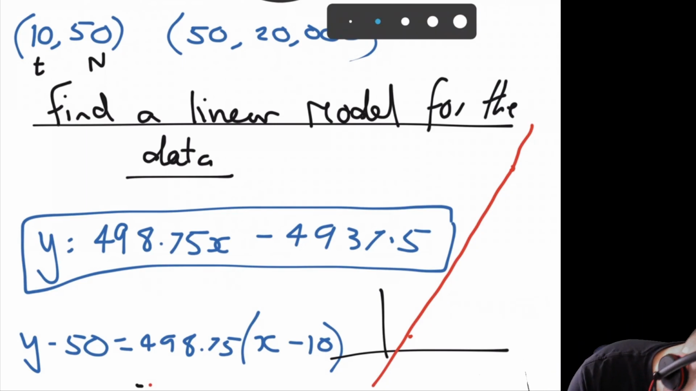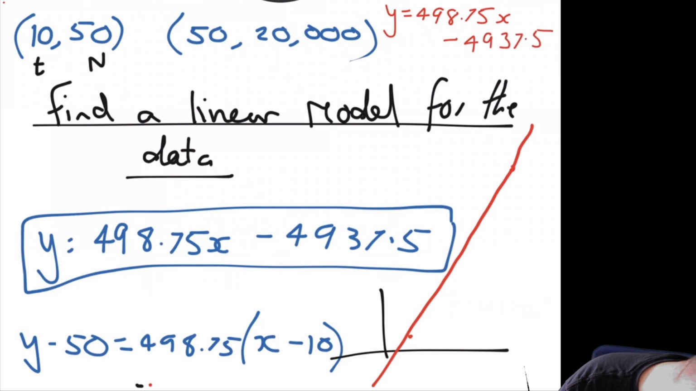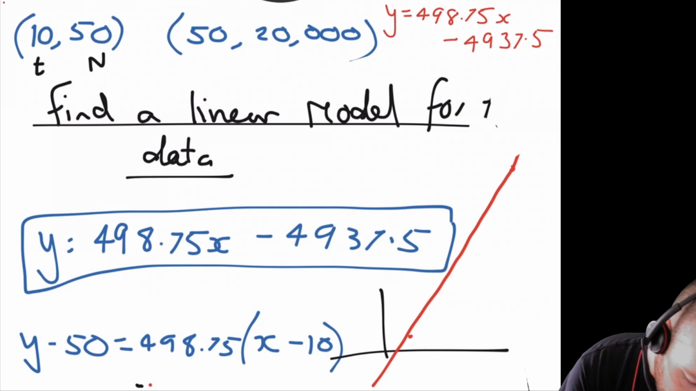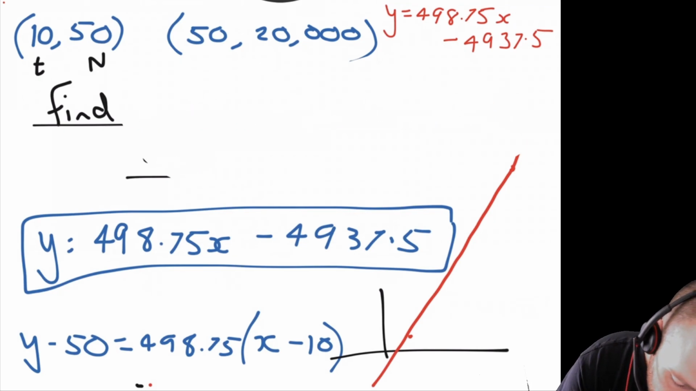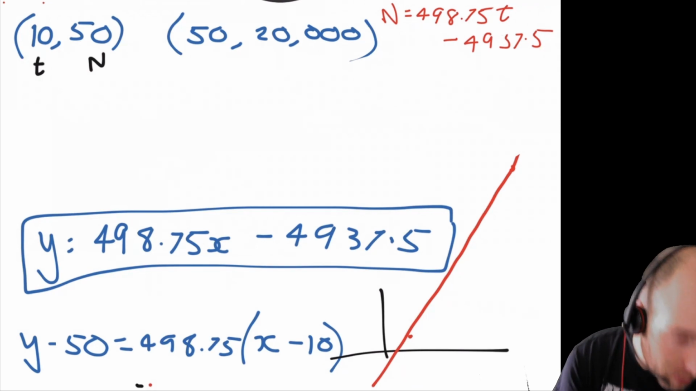I'm going to write it really small at the top, so give me a sec while I do that. There we go. All right. And to be honest, I've used y and x. Let's use n and t. So n equals that times t minus 4957.5.